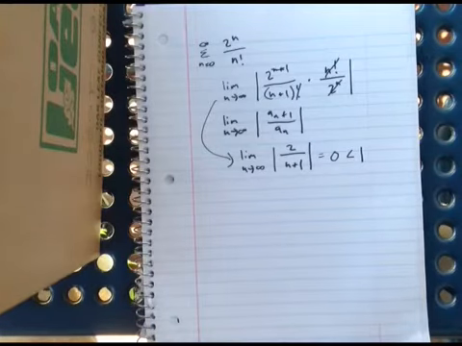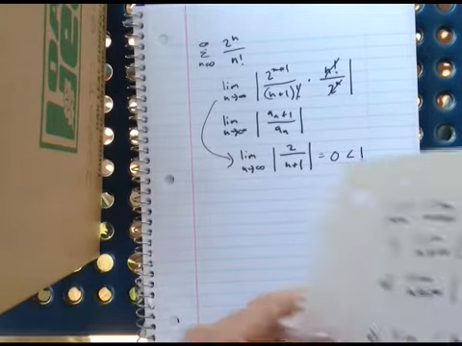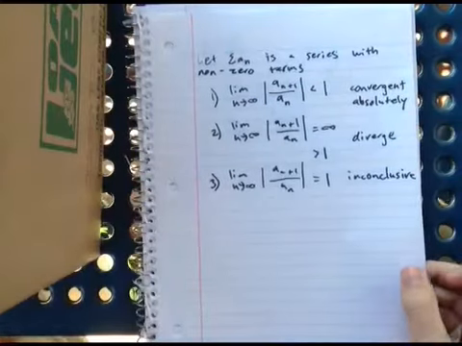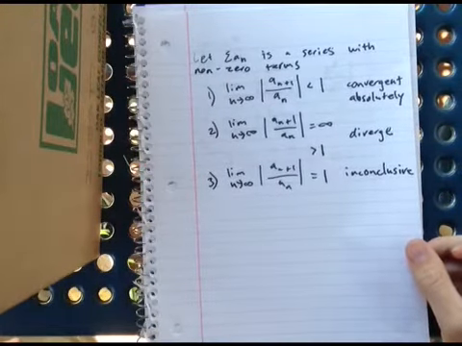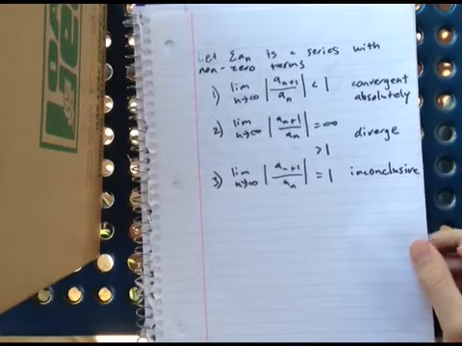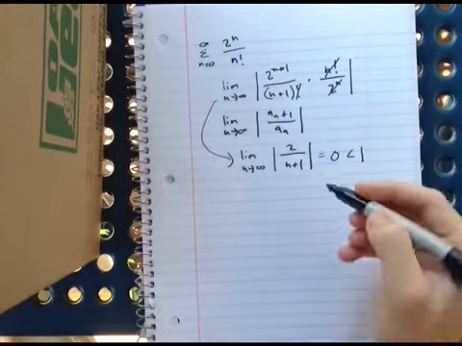So, going back to our original rules, we have here our first case, where the limit as n goes to infinity of a sub n plus 1 over a sub n is less than 1. So, using that rule, we can say that this series is absolutely convergent.